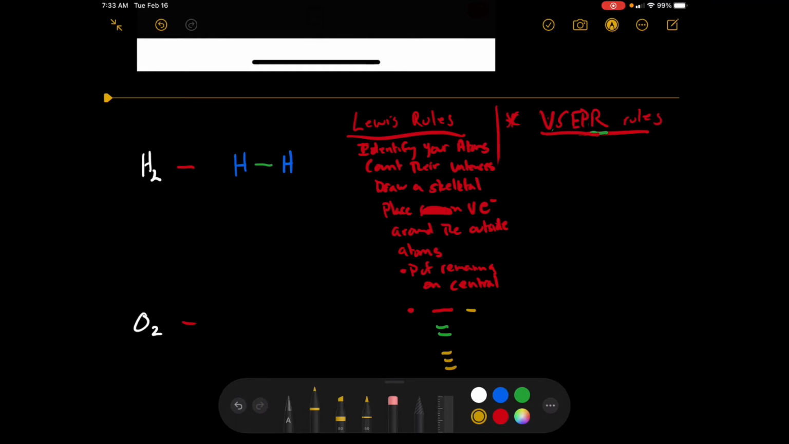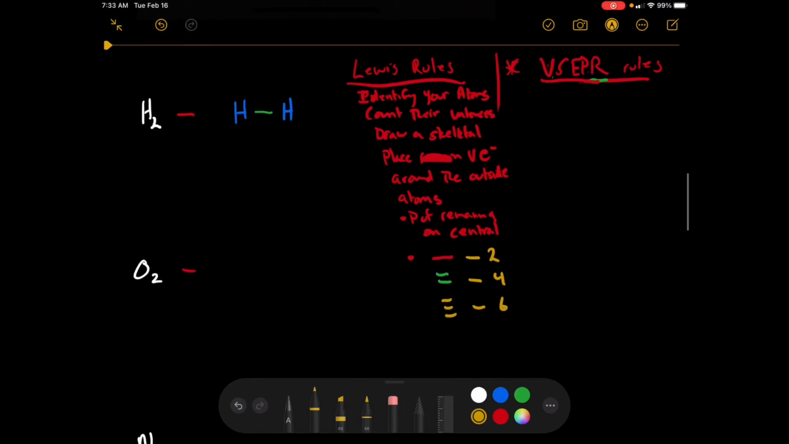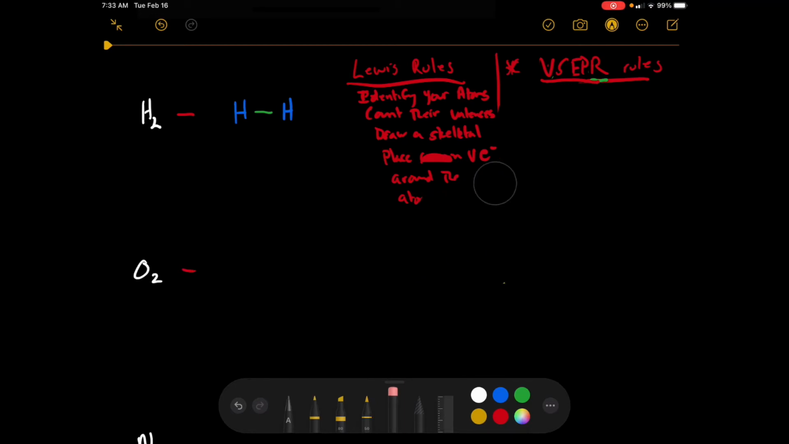This represents 2 electrons. This represents 4 electrons. This represents 6 electrons. You don't see much of the triple bonding. You will in some of this, but yeah, that's the basic gist of it. So these are your Lewis structure rules. I'm going to erase that so that we have room to go through our VSEPR rules. All right, so our VSEPR rules.